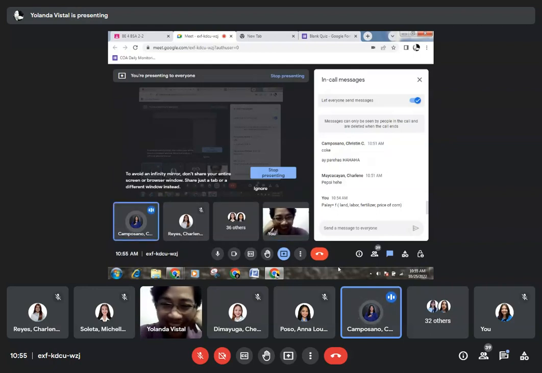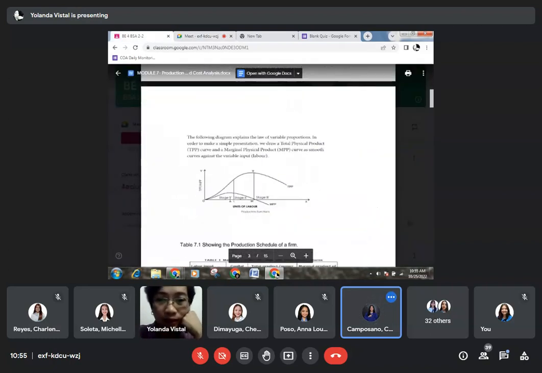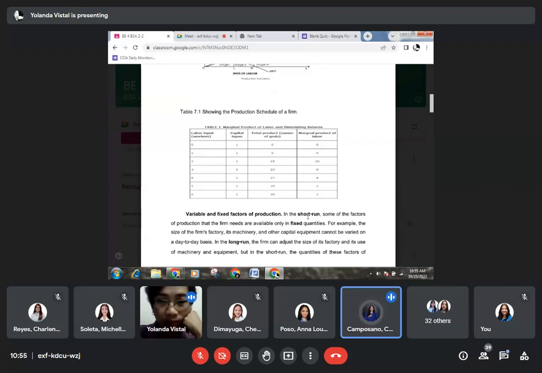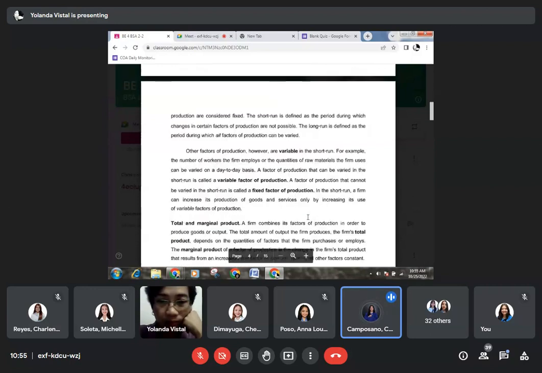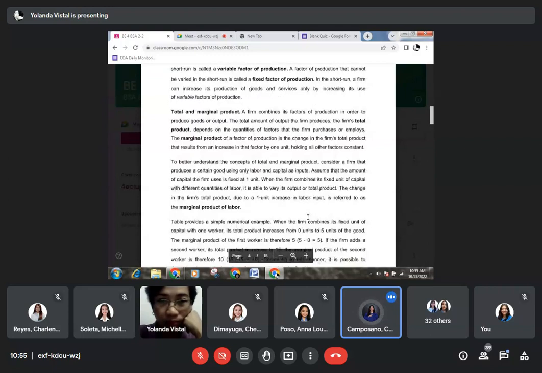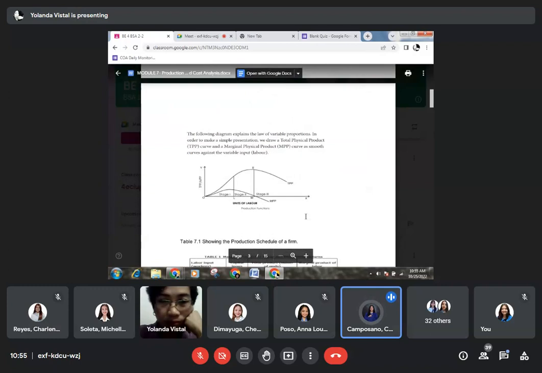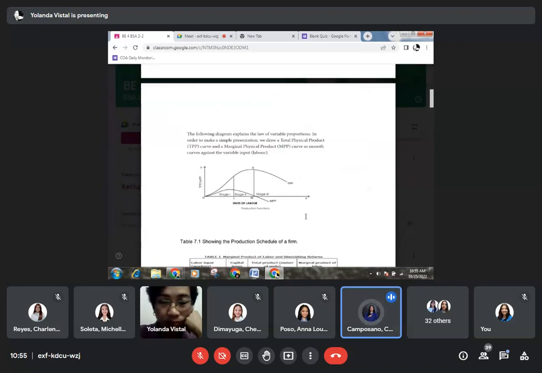Tapos meron din po akong nabasa about po sa 3 stages of law po. Yung TPP, total physical product po, tapos yung MPP naman is yung marginal physical product. So sa stage 1 po, base po dito, yung TPP is nag-i-increase po siya kasabay po ng MPP. Ang tawag po sa stage na yon is increasing returns.